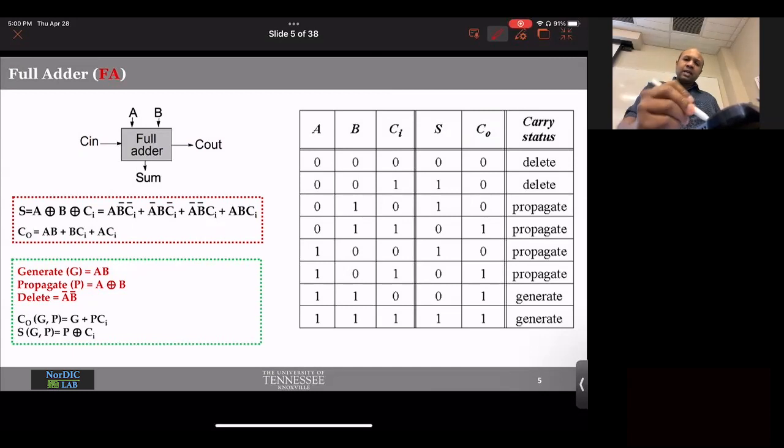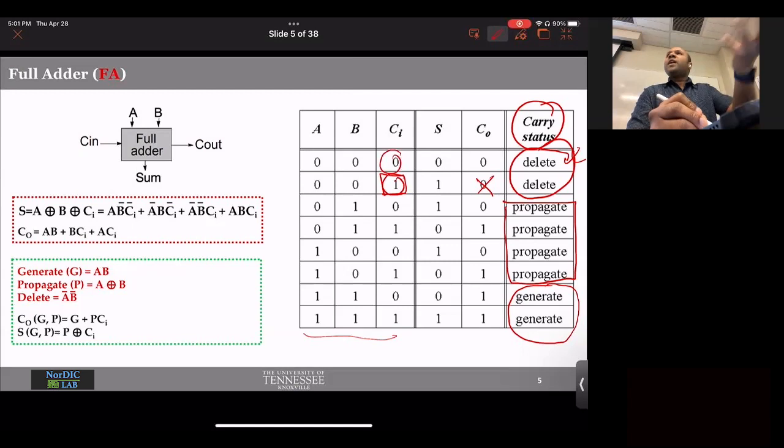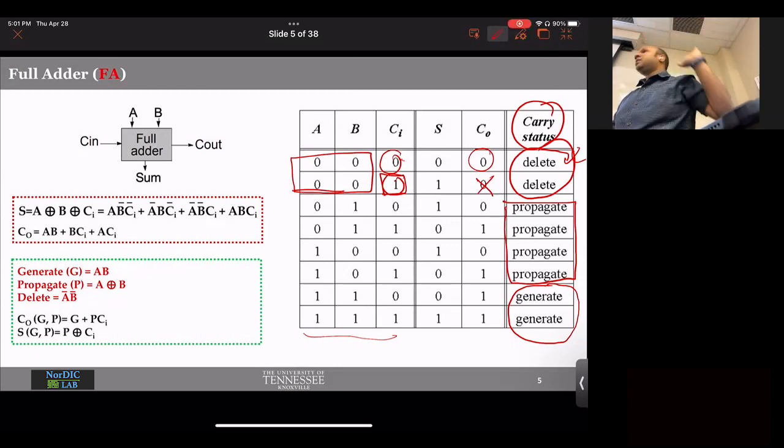They noticed that, depending on what happens to A, B, and C, you have three scenarios. You either generate a carry, you delete a carry, or you propagate a carry. I'm not going to explain all this reasoning, just maybe two. Delete a carry. Imagine you had a carry generated already, a carry of 1, but that carry was deleted at the output. They are defining it in a way that this was also deleted. When does that happen? When both A and B are 0. Then no matter what the carry in is, just delete it.